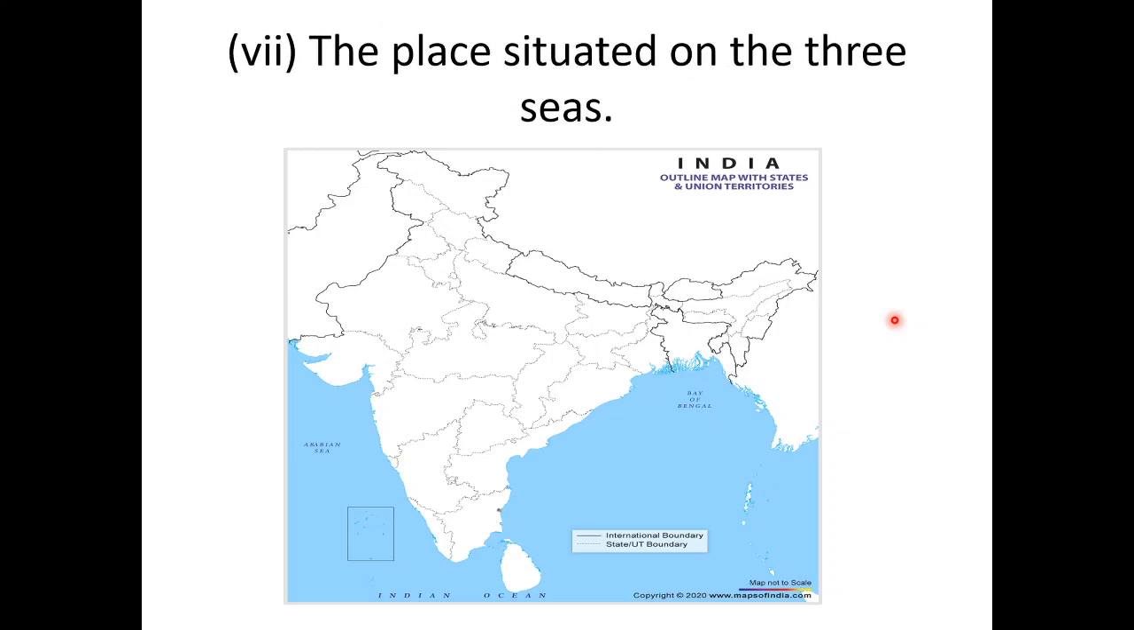Now we look at the place situated on the three seas. Very important, and it's also for your general knowledge that you should know about these. These are the place where three seas meet: the Indian Ocean, the Bay of Bengal, and the Arabian Sea. These three seas meet here, and the place is Kanyakumari. Kanyakumari is a place where you can see the best sunset and sunrise. If you want to see the best sunset in India, you can go to Kanyakumari. You will have the best time.